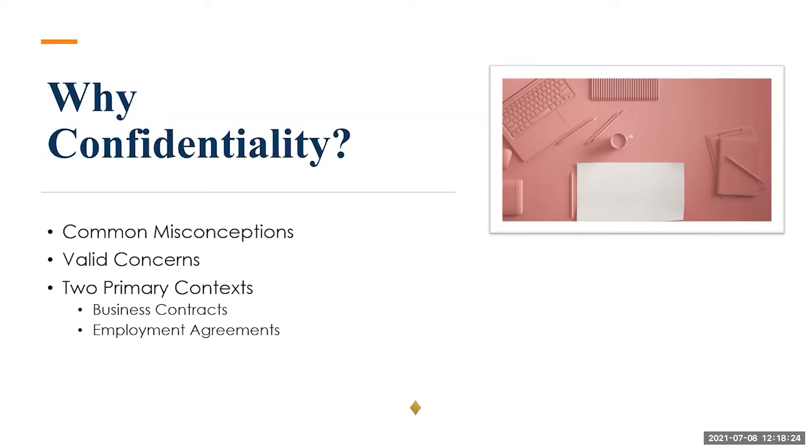There are a lot of valid concerns and reasons why people insist on confidentiality provisions or agreements. Think of everything that you put into your business or your company and the need to protect it. A lot of damage can be done very quickly if you don't have the ability to maintain confidentiality and protect all of that equity that you've built in your company. So people have valid concerns around confidentiality, and as a provision or as an agreement, it's important to protect those interests. There are two primary contexts where we see this a lot: the business contracting process, and also employment agreements. We may talk about how those things are a little bit different as we go through some of these subsequent slides.